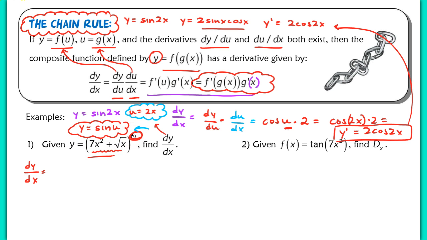Now, to differentiate this, we're going to bring down that 19. We keep the inside the same, 7x squared plus root x, and raise that to the 18th power. Right now, all we've done is found this portion here of the derivative.